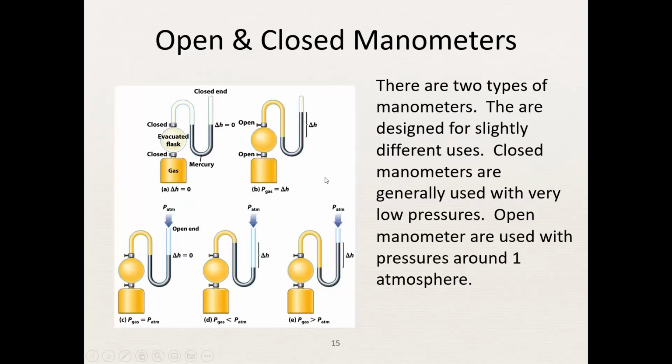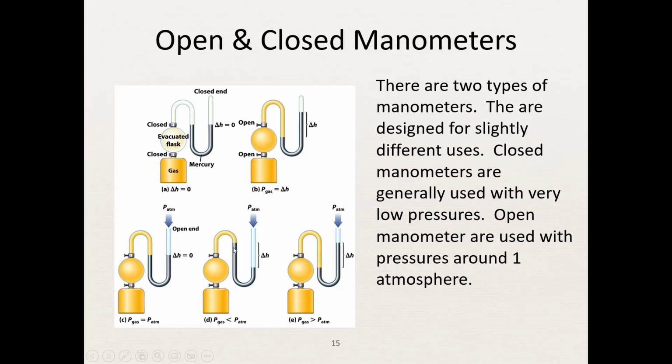And then sometimes you'll see slightly different setups with these ones. So when the pressure is really low, typically it's going to use a closed end manometer. Whereas when we've got relatively higher pressure, so something around 1 atmosphere, that's where we'll see the open-ended manometers.